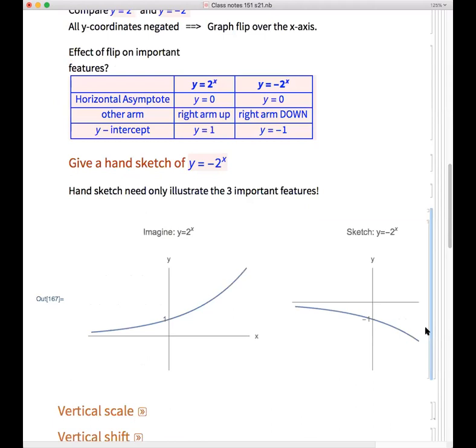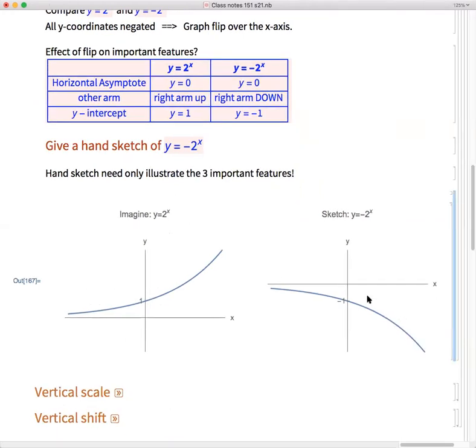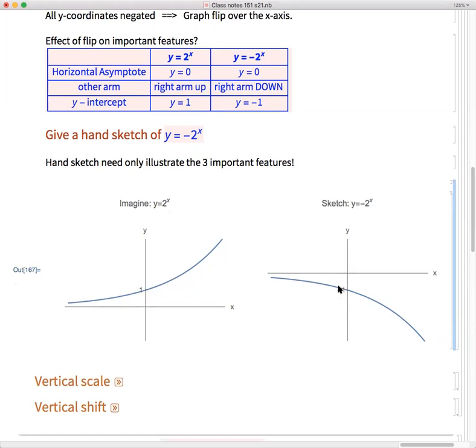Okay, so here's the hand sketch of this graph. And again, when you're asked for a hand sketch, all you need to worry about is giving the three important features. Need to be just a little wider here. Sorry about that. Right, so this is the mental picture here. You want to be really confident on the graph of 2 to the x, and then just think your way through what's the effect of the minus sign. We get this vertical flipping. We're showing the horizontal asymptote by having the graph get close to the x-axis on the left. We're showing right arm down, and we've put a tick mark and labeled it on the y-intercept. And you don't need any of the tick marks. This is going to be a perfectly adequate sketch of the graph.